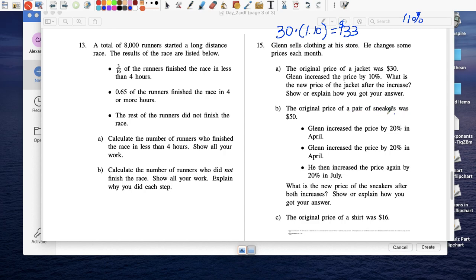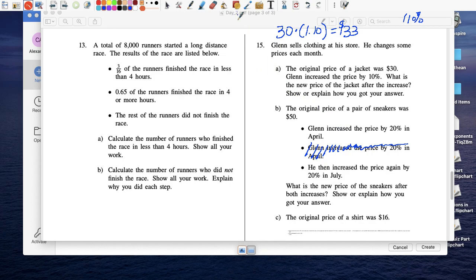The original price of a pair of sneakers was 50. Glenn increased the price by 20% in April. What the heck? Hang on a second. He then increased the price again by 20% in July. I don't know why it says April again. What's the new price of the sneakers after both increases? I'm going to say that this is probably a typo, because the question says, what's the new price of the sneakers after both increases? So there should be two increases. Explain how you got your answer.